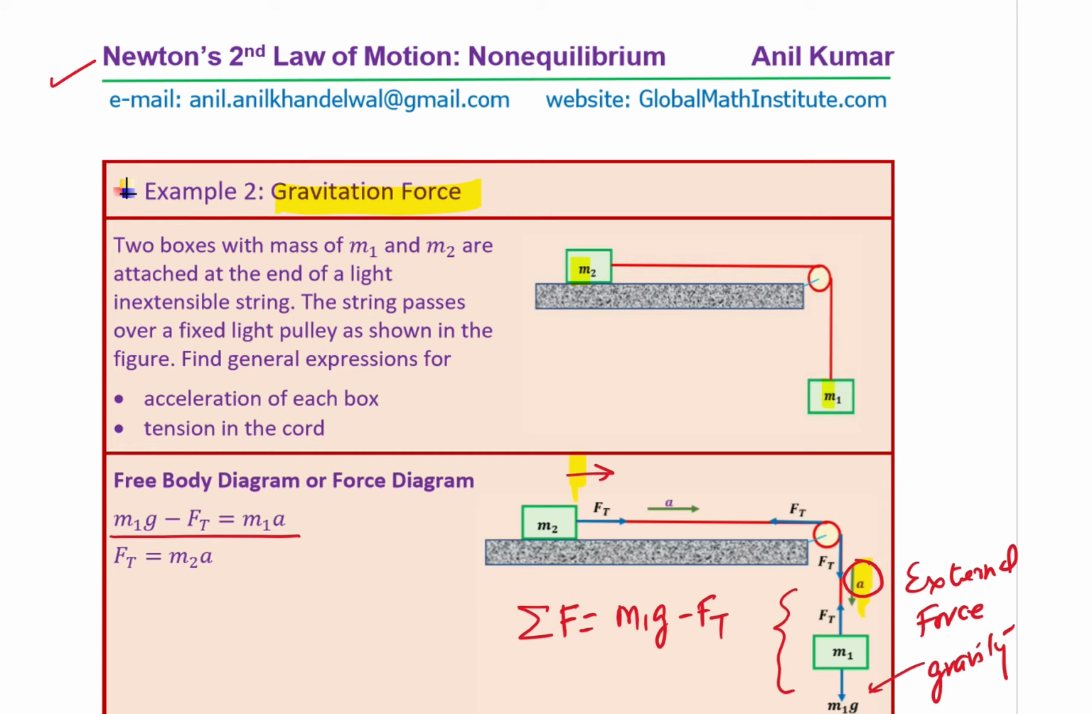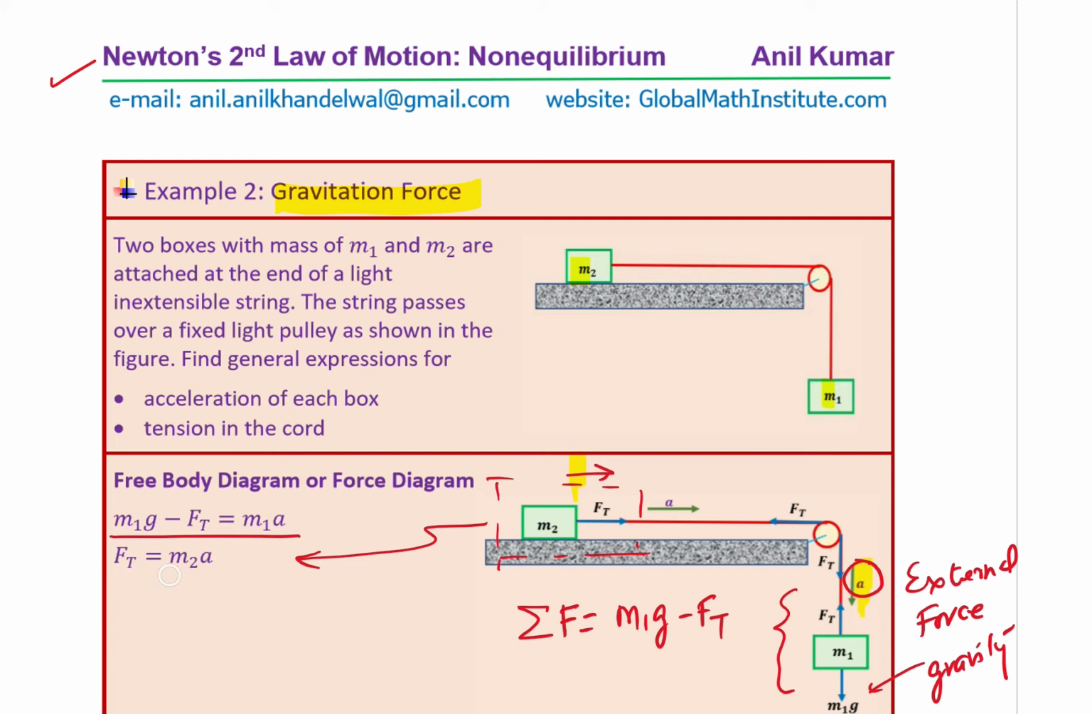Now at the other object, which is right here, if we look at this object, what is the result? Well, there is only the net force FT acting, the mass is m2, and the acceleration is a.